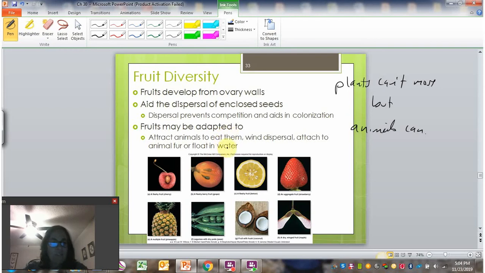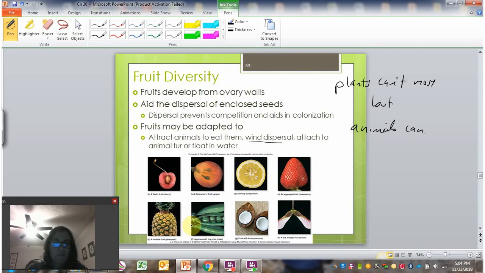Now, interestingly, there's some other variants. Fruit may be optimized for wind dispersal. It can be optimized to attach to fur or flesh, or it can be optimized to float in water. So we'll take a look at some examples here. So here we see lots of different fleshy fruits that we would sort of think of as fruits. And these are obviously attracting to animals.